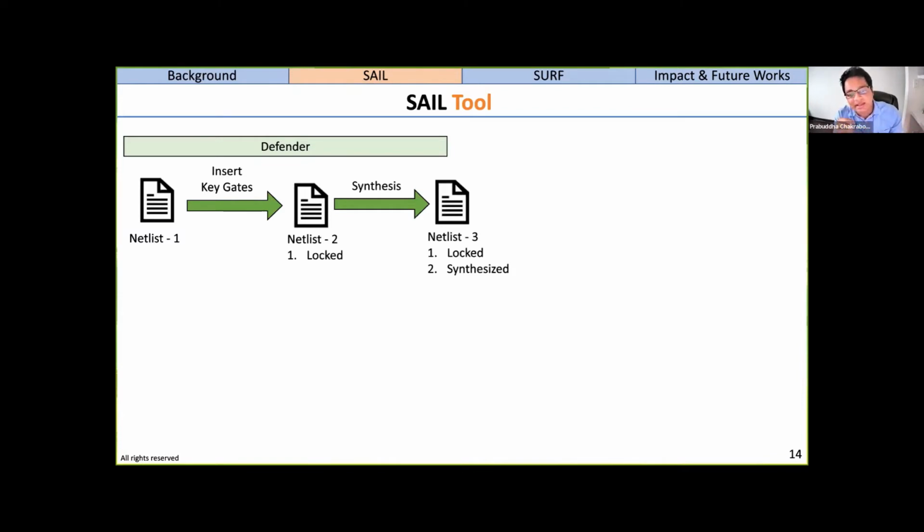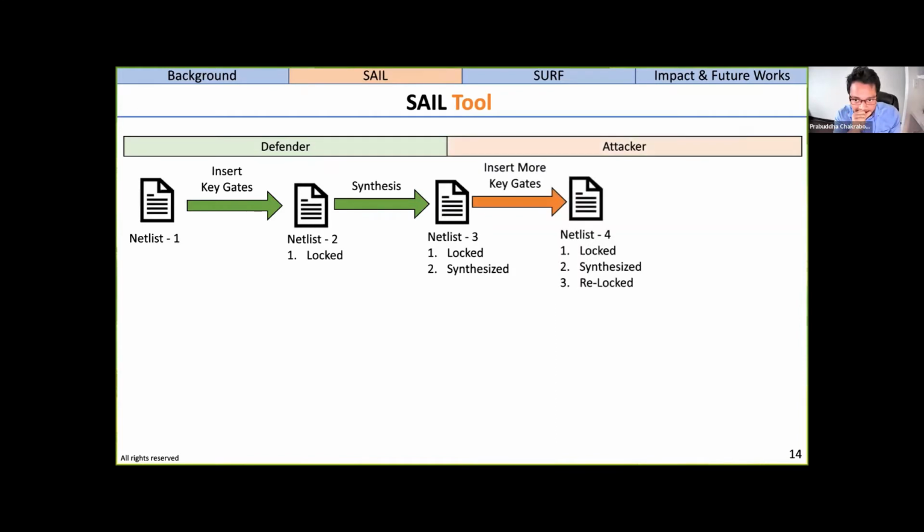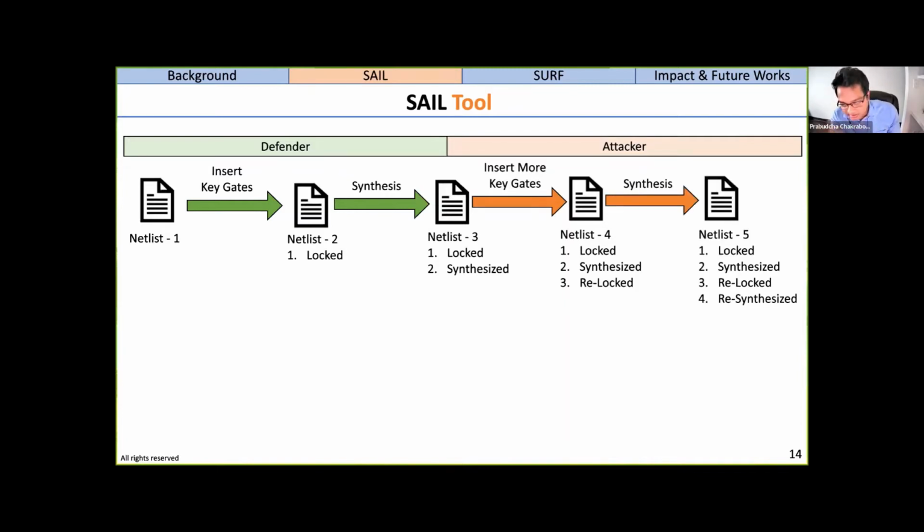And this is where the attacker takes over. The attacker takes this netlist 3 and starts the attack. And what the attacker does is insert more key gates into it. We call this relocking. And then the attacker carries out one more round of synthesis, the resynthesis step, and gets netlist 5.